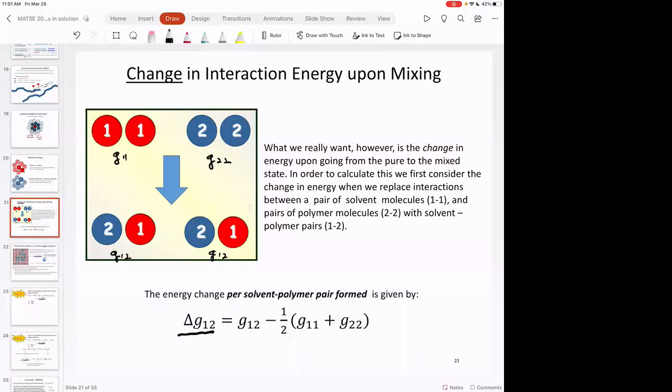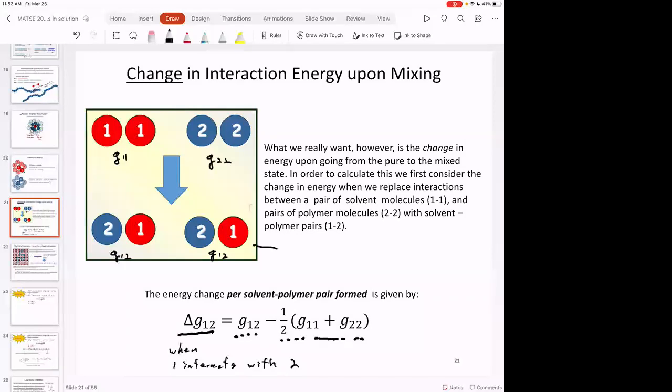the change in energy when one interacts with two is G12, our new interaction, minus 1/2 of our original interactions. Now we want to do this on a per mole basis, right? If we add this up, we'd have 2 G12 minus G11 plus G12.